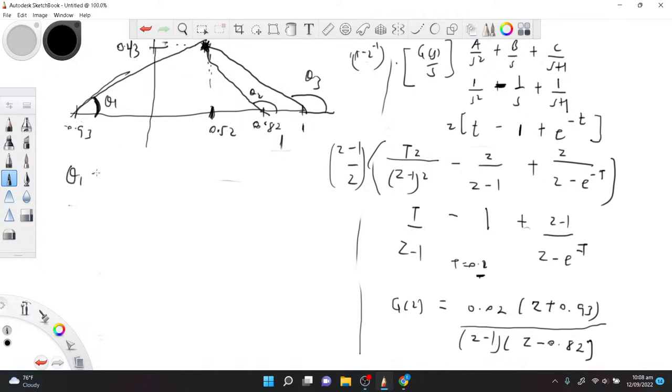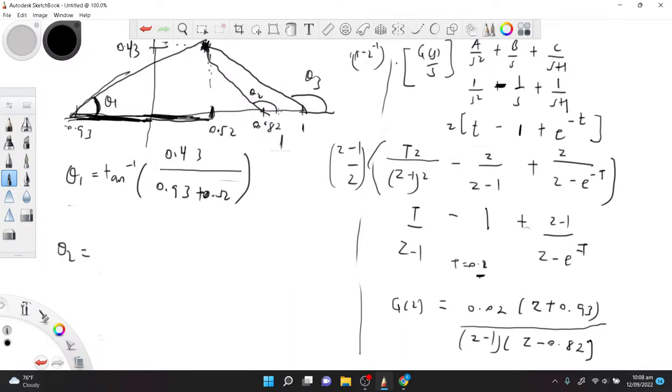Now let's find our theta 1. Theta is tan inverse of opposite over adjacent. The adjacent is this distance. So this distance is 0.93 plus 0.52. The minus mustn't come, I'm thinking of this distance. This distance is 0.93 plus 0.52. So that will give me theta 1.